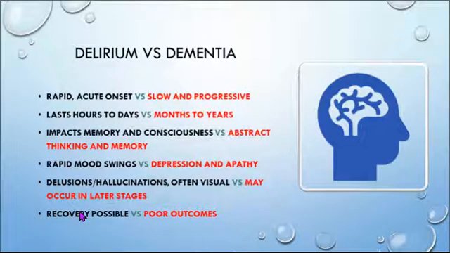Here, delirium recovery is possible, depends on what's causing it and how extreme it is, but it's usually, and it's not always, rapid. Here, delirium has rapid mood swings versus dementia with depression and apathy. Delusions and hallucinations are possible with delirium and often visual. Dementia may or may not have them. Usually it's in the later stages.